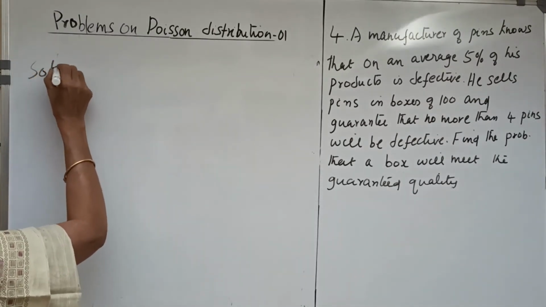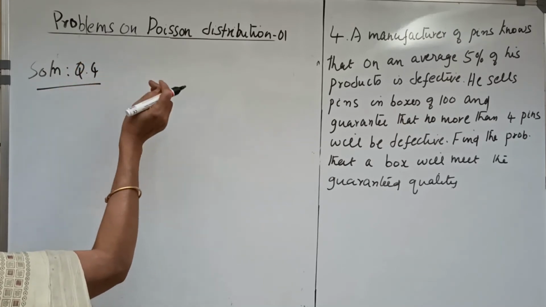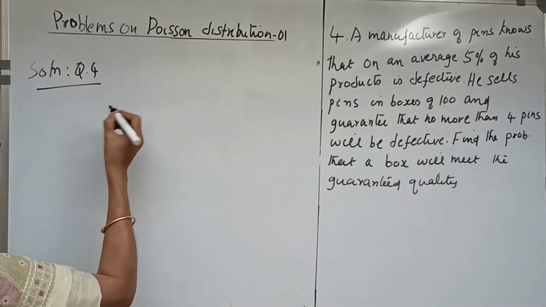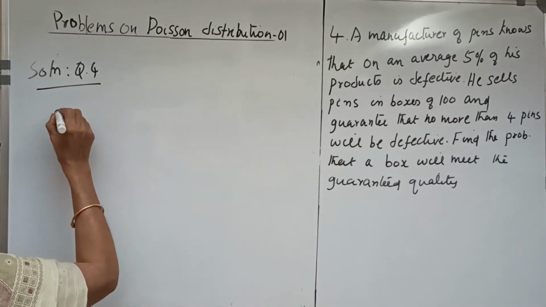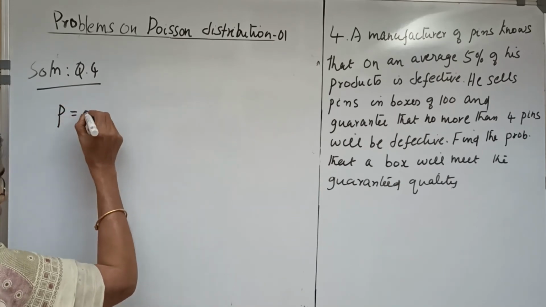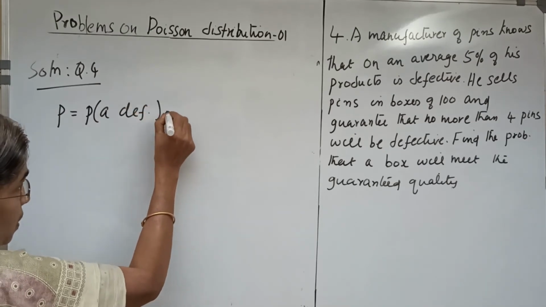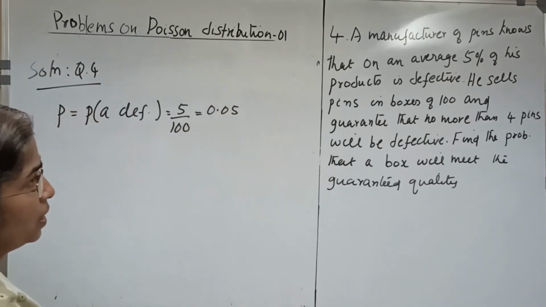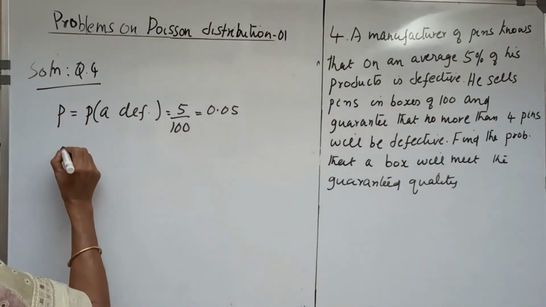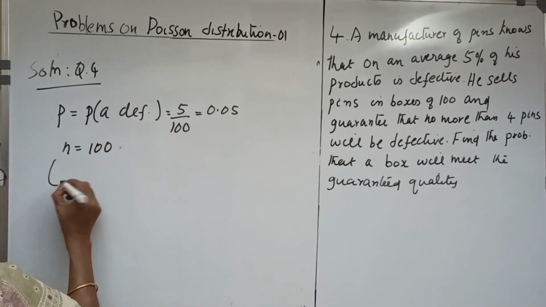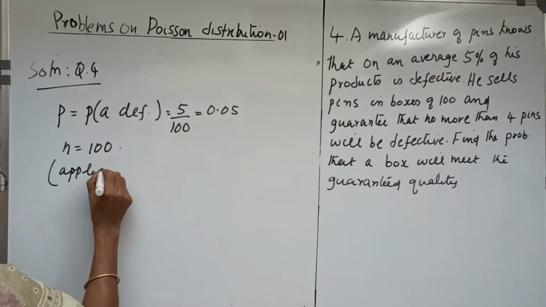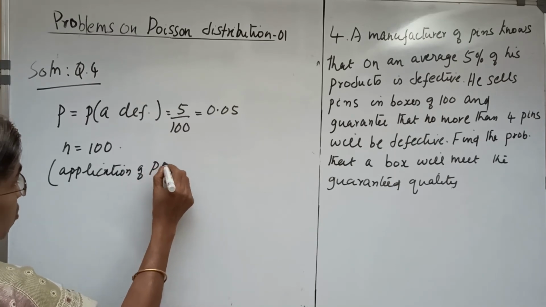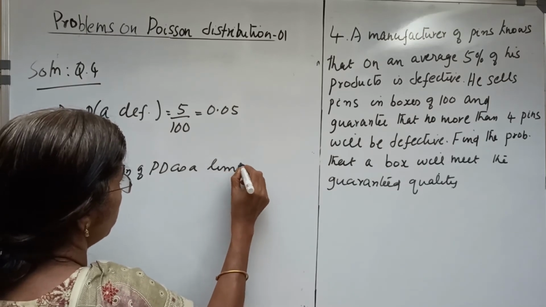Okay, we consider question number 4. So this is the solution for question number 4. This is an application of binomial distribution to Poisson distribution. That is, we are given p as the probability of a defective equal to 5%, that is 5 by 100, it is 0.05. Okay, and we are given he sells in boxes of 100, that is n equal to 100. So this is the application of Poisson distribution as a limiting case of binomial distribution.